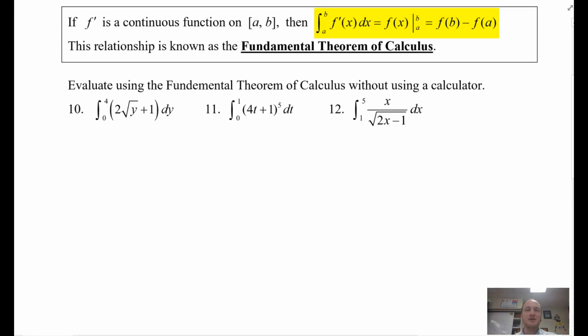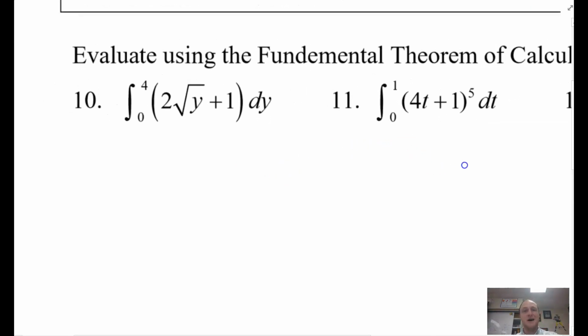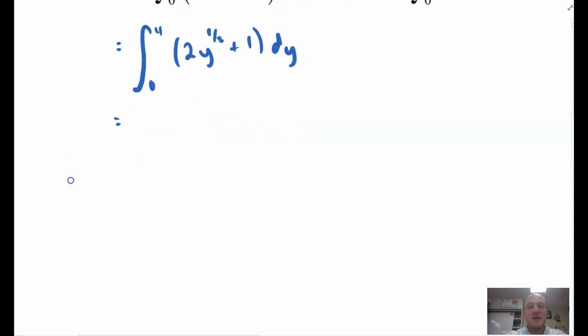Let's look at some examples. It says evaluate using the fundamental theorem of calculus without using a calculator. Later on, these problems will just say evaluate. We're asked, what is the integral from 0 to 4 of 2 times the square root of y plus 1 dy? Using the fundamental theorem, I can integrate this and evaluate from 0 to 4. I need to adjust this before it is ready to integrate. So that's 2 times y to the power of 1/2 plus 1 dy, and we're going to integrate.